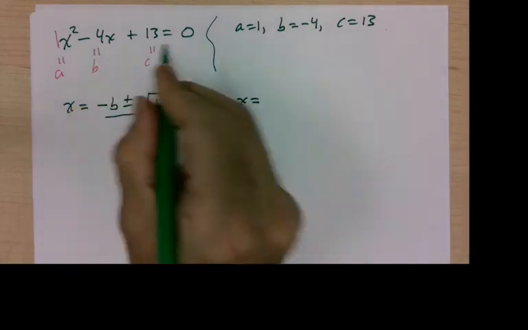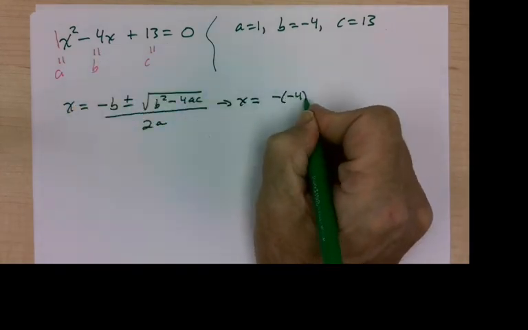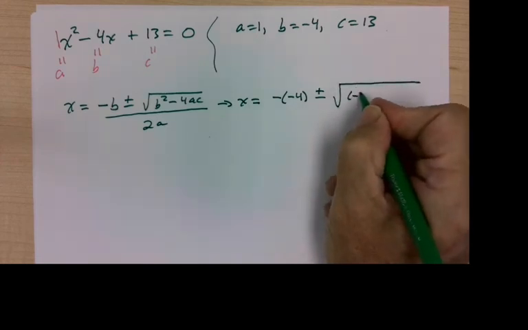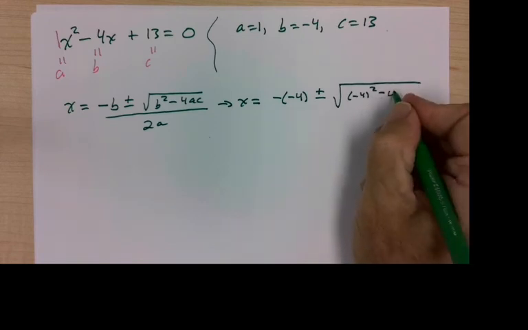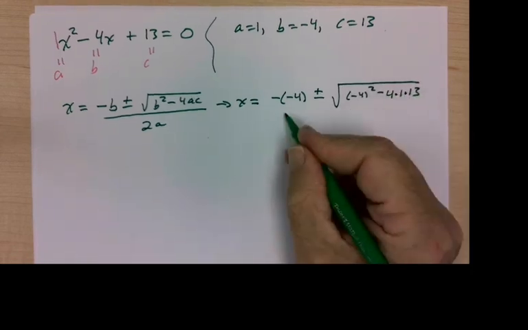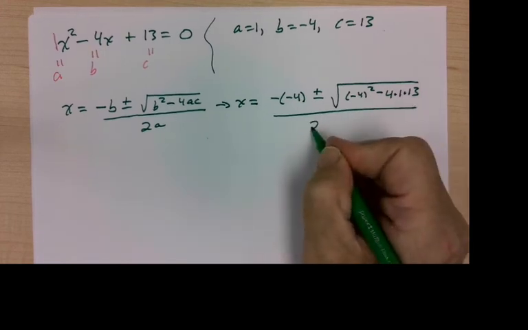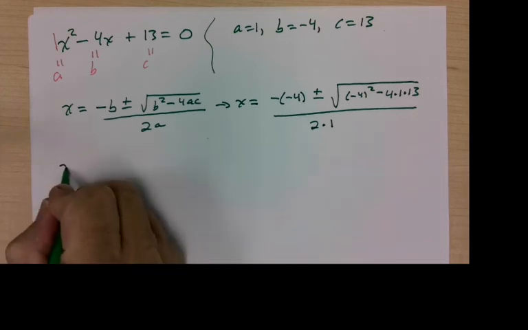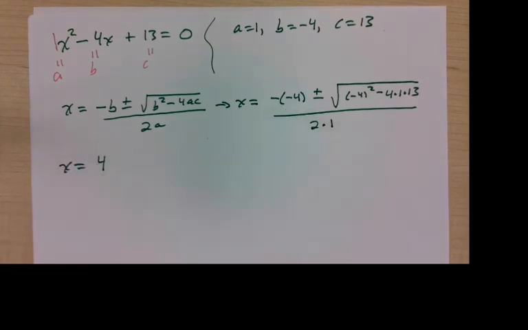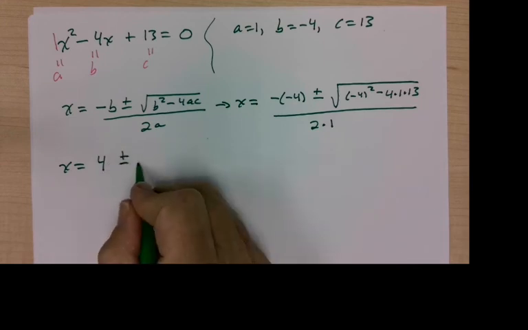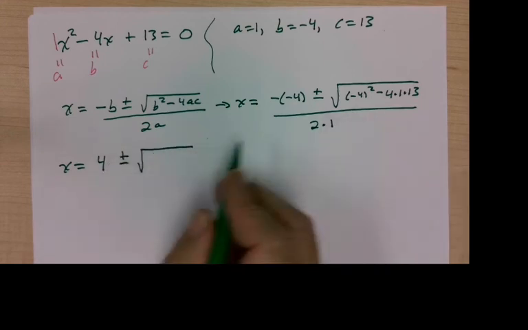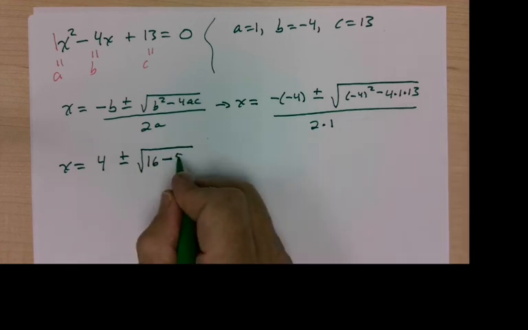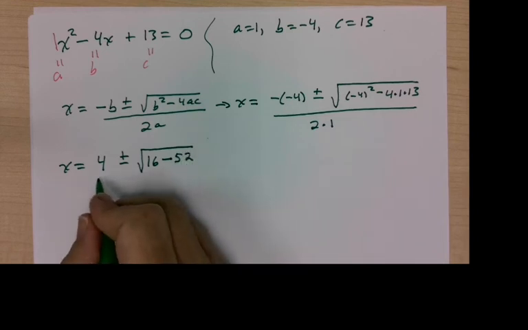So x equals negative b, the negative of negative 4, careful with the signs, plus or minus the square root of b squared, negative 4 squared, minus 4ac, 4 times 1 times 13, all over what? All over 2 times a, all over 2 times 1. So next we'll get x equals the negative of negative 4 is positive 4 plus or minus the square root. Negative 4 squared is 16 minus 4 times 13 is 52, all divided by 2.